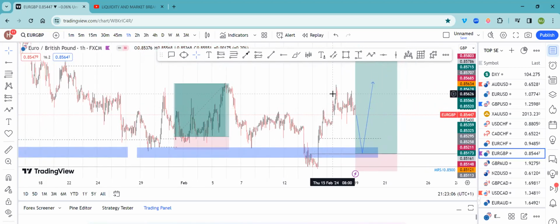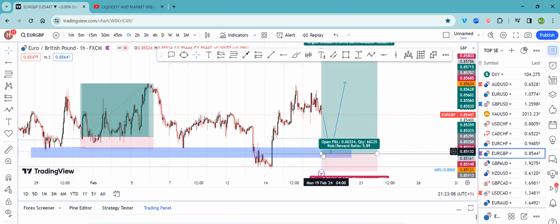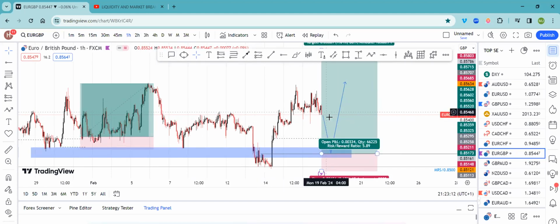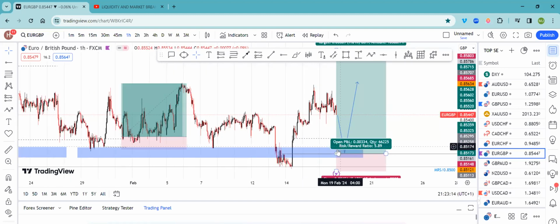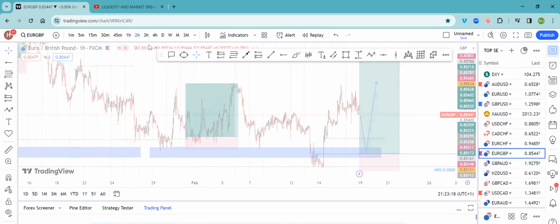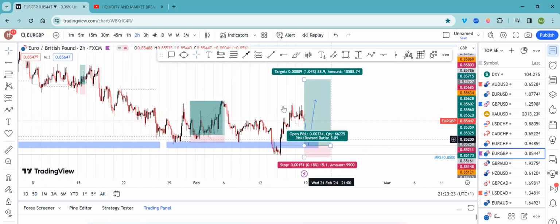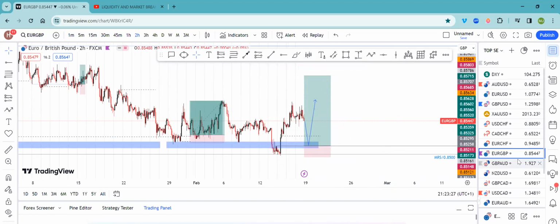Then I'm expecting that if they pull back to this area, I'll be looking to go long. This is the 1 hour time frame anyway. So I'll be looking to go long around this area if they pull back to this zone for me. This is what I'm expecting on Euro GBP as well. A possible buy, at least.